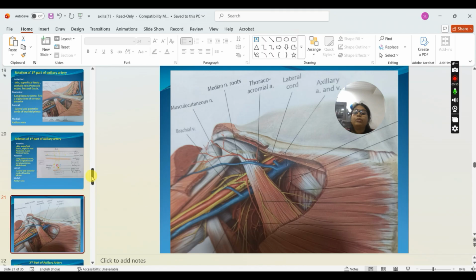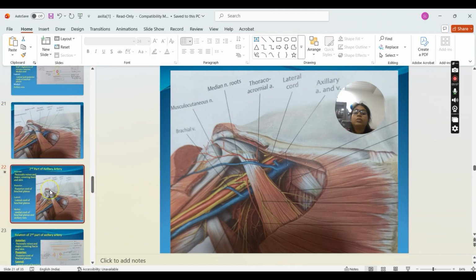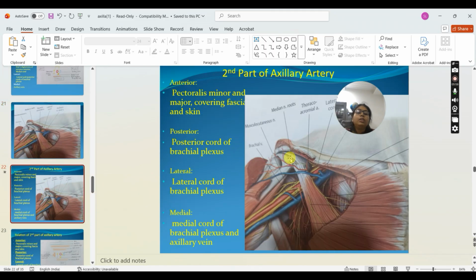Same thing. Anteriorly, skin, superficial fascia, deep fascia, pectoralis major and pectoralis minor. Posteriorly, posterior cord of the brachial plexus and subscapularis muscle. Laterally, lateral cord of the brachial plexus. Medially, medial cord of the brachial plexus and the axillary vein.